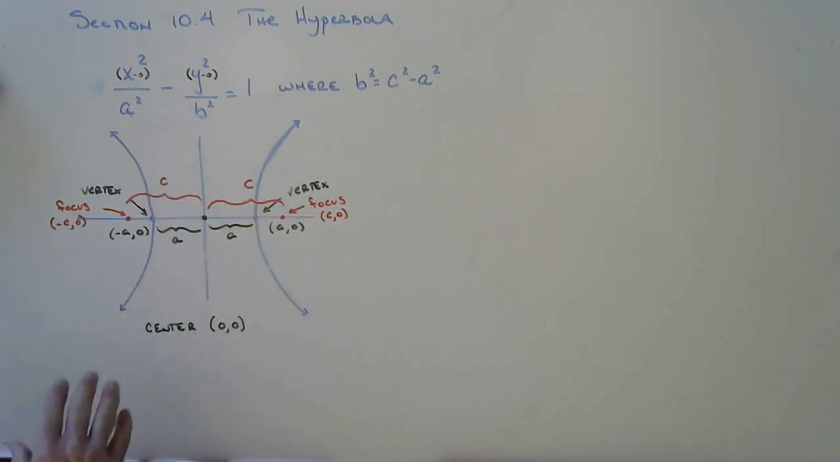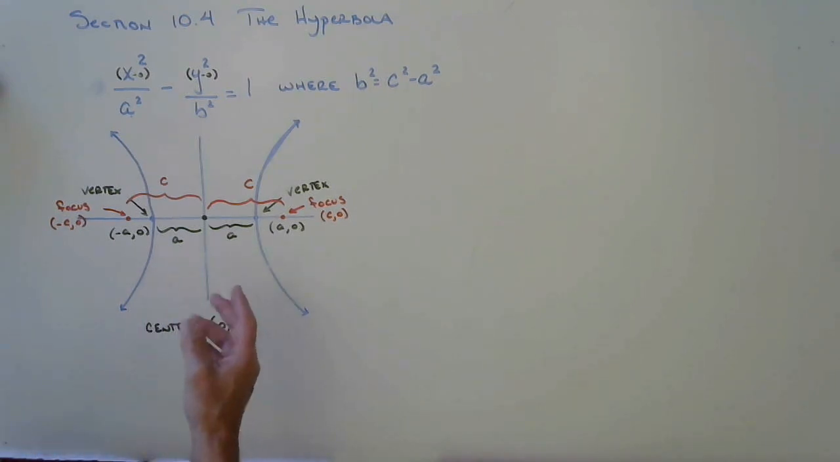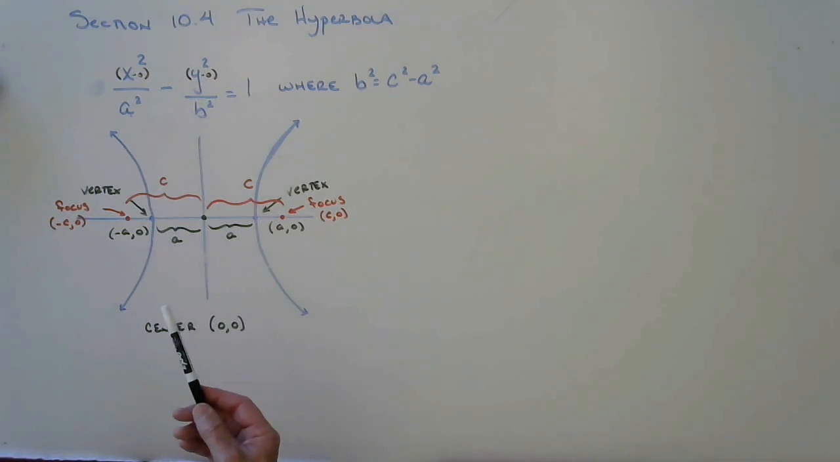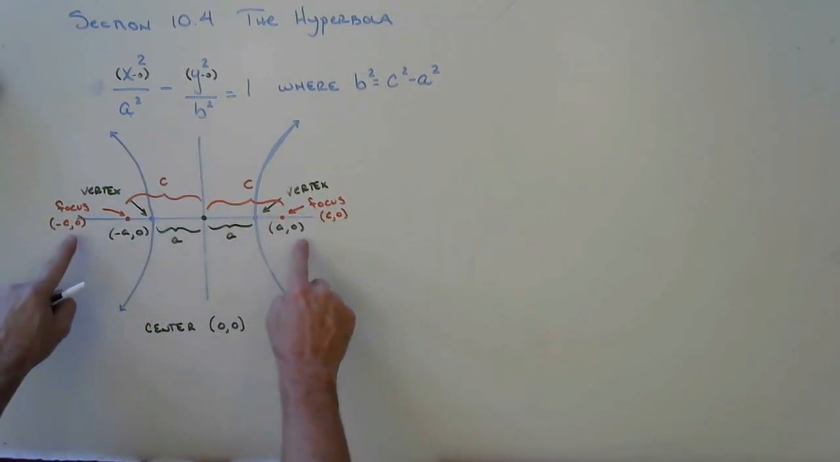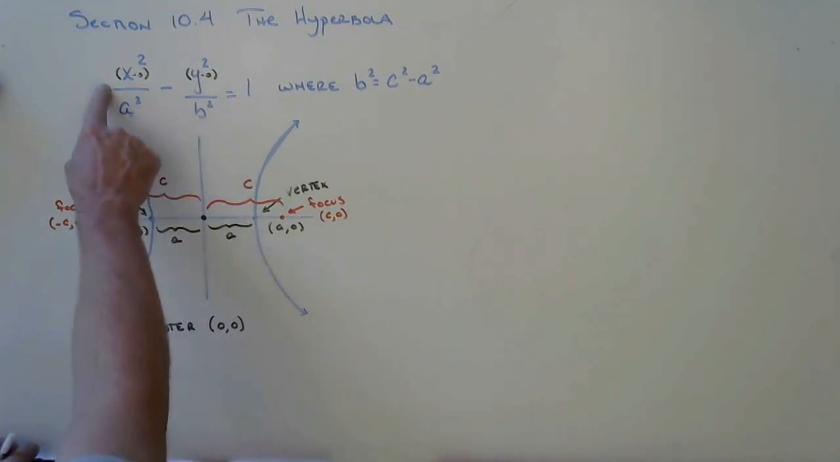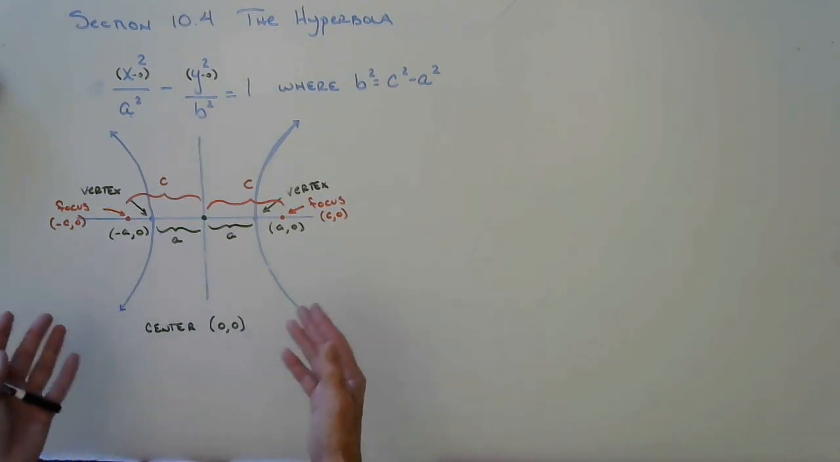Now, as you can see on this graph, we don't have b any place on this graph. There's no point on this graph where b is going to be used to graph that point. The key points of a hyperbola are going to be the vertices, which lie on the transverse axis, and the foci, which lie on the transverse axis. Since our hyperbola opens in the x direction, those points are going to be on the x-axis.